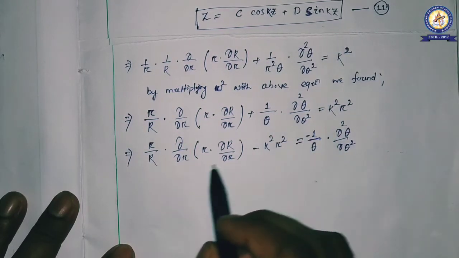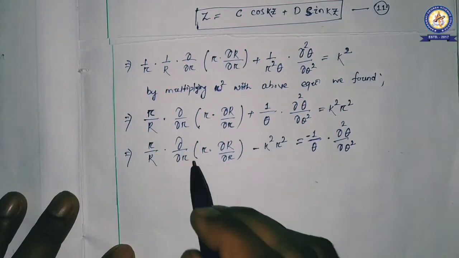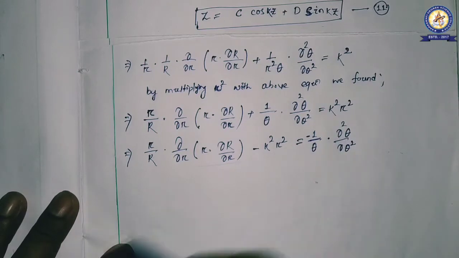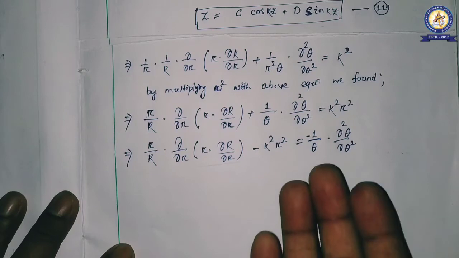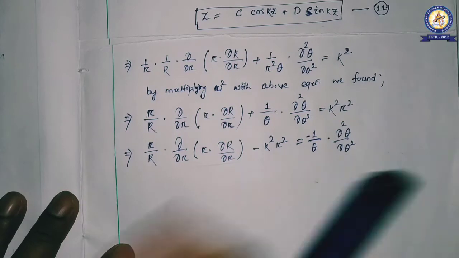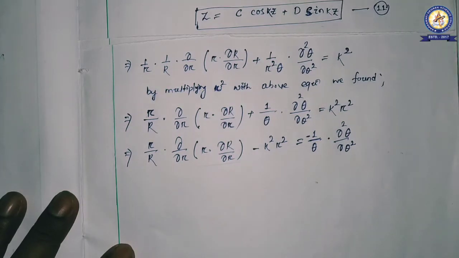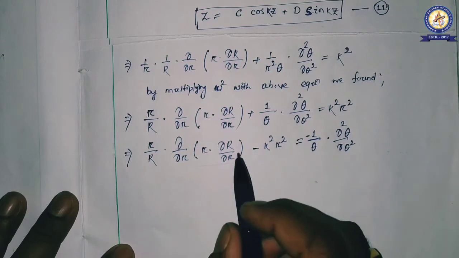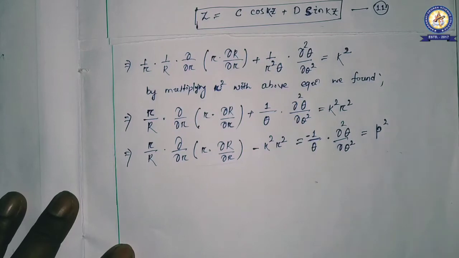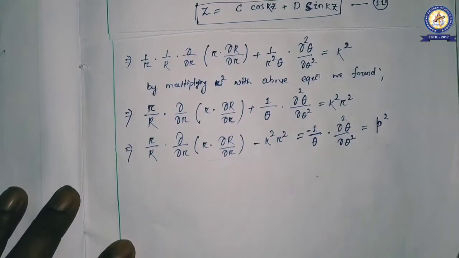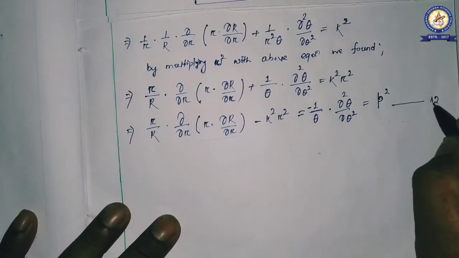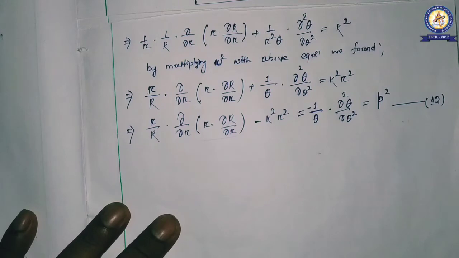So here you can see this full term is a function of r only, and this is a function of theta only. By considering the separation of variables method, here the variables are separated. This side is a function of one variable, this side a function of another variable. So if it is so, we can write this equal to another constant. Suppose we consider small p square. This is our equation number 12.